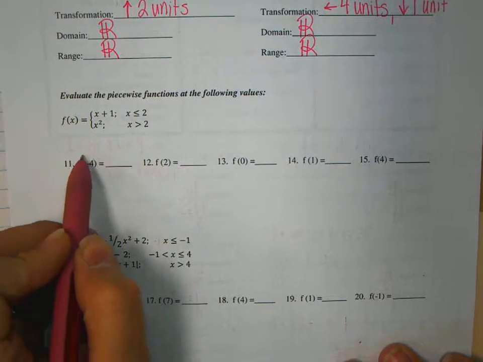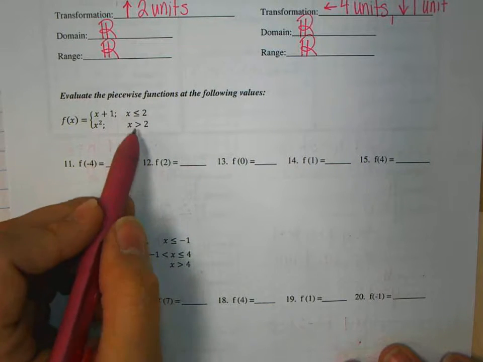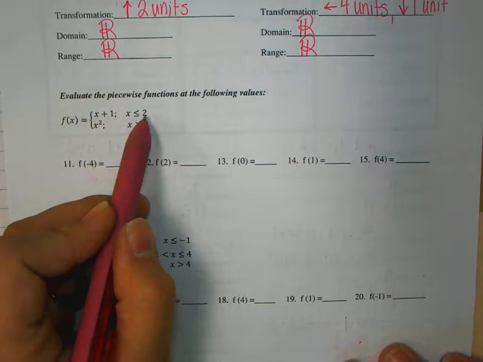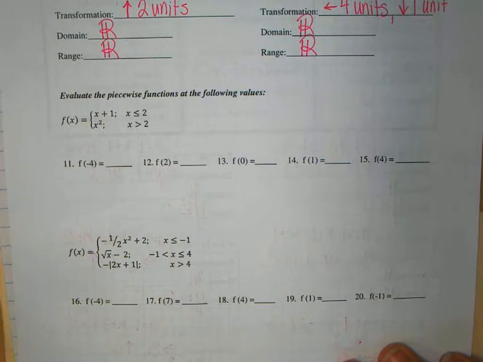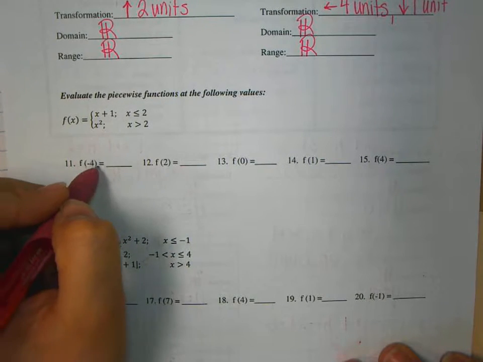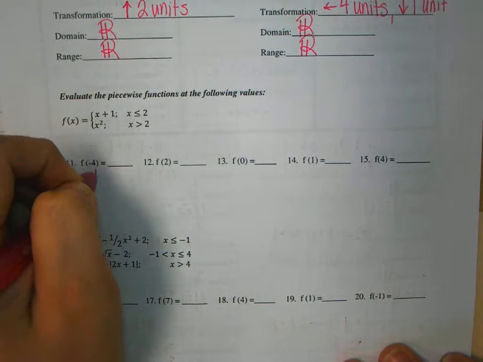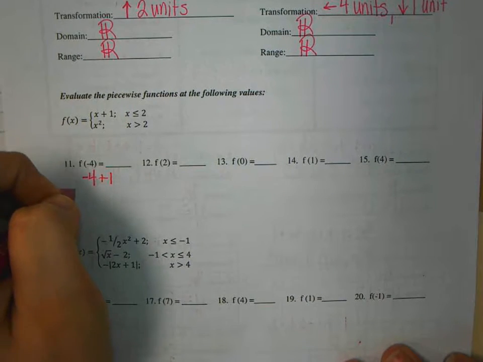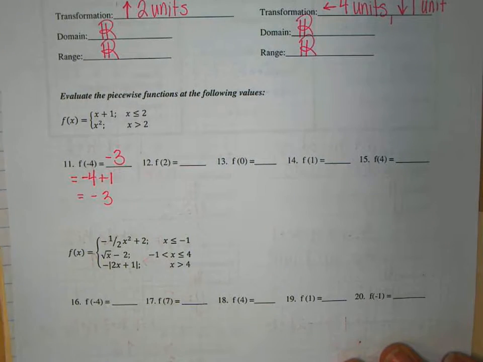So I've got f of negative 4. You want to see which inequality it's going to work with. So is negative 4 less than or equal to 2? At this point you should be saying, yeah, negative 4 is less than 2, so I have to use this function. So what I do is I take this value and I substitute it into that function. So I've got negative 4 plus 1. And then you simplify. Negative 4 plus 1 is going to give me negative 3. So for that, you get negative 3.